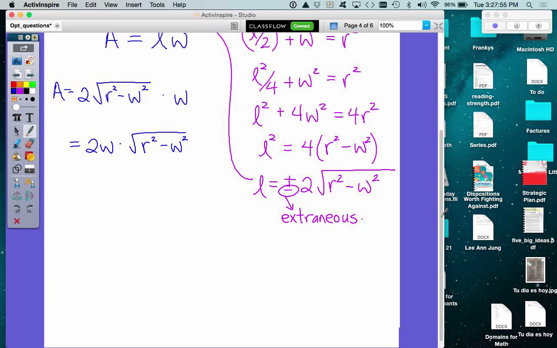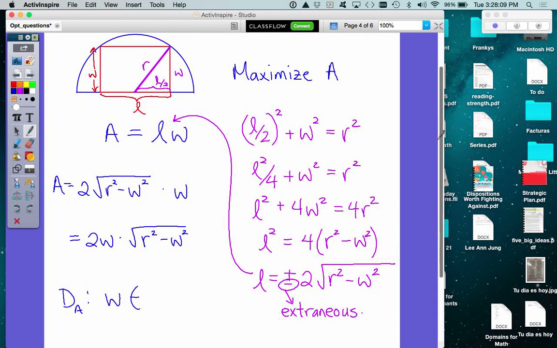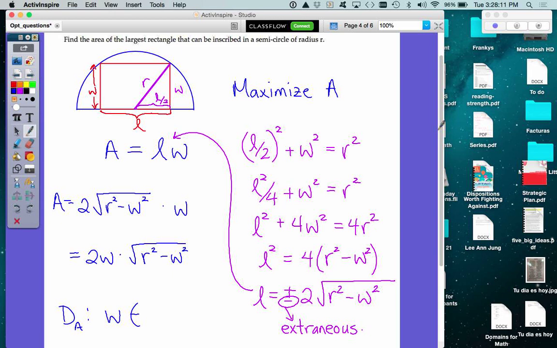So the next thing to do here is to decide what is the domain of my equation, the domain of the area. And the domain, well, my variable is w. And so I ask myself, what can w be? What values can w take on? I go back up and look at my diagram, and I can see that w can get smaller and smaller as the rectangle gets wider, down to 0. W can't be 0 because if it was, we would no longer have a rectangle. So w has to be greater than 0.